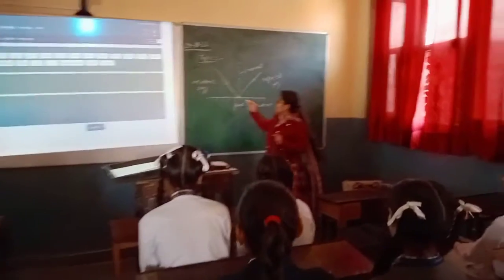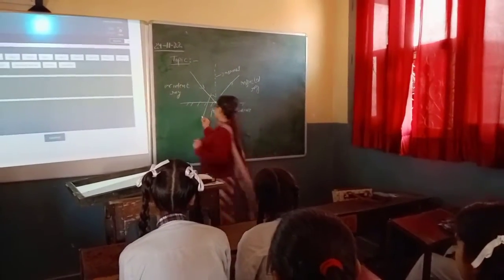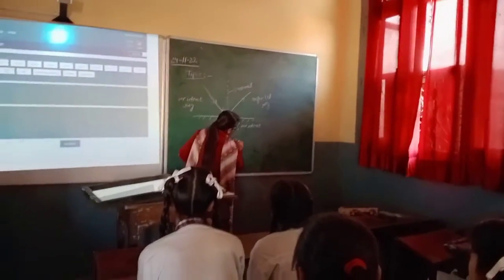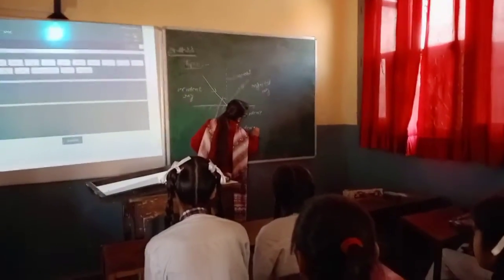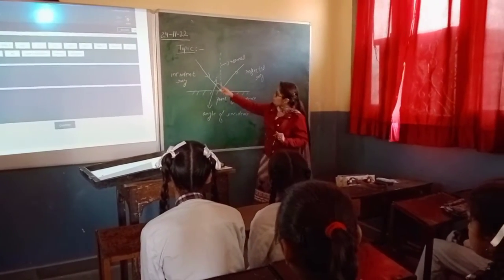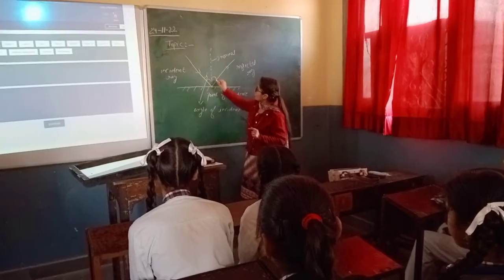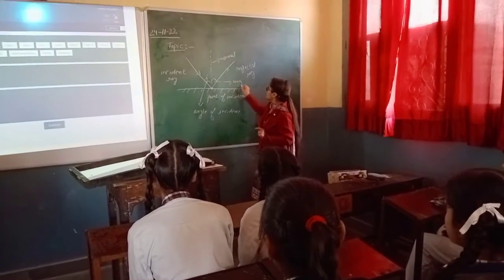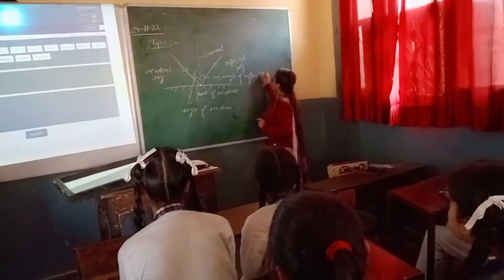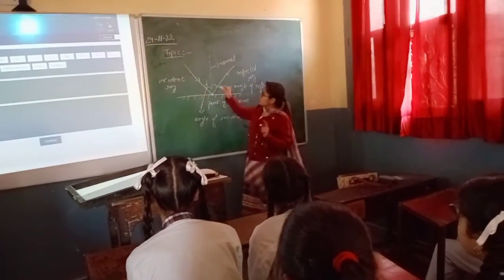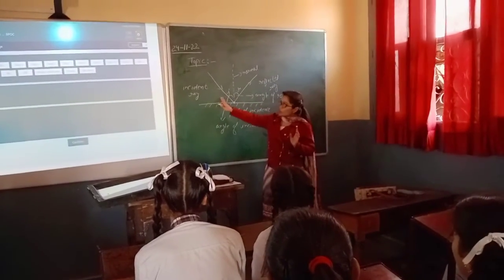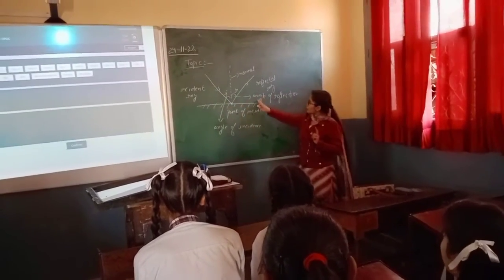The angle between the incident ray and the normal is called angle of incidence. Now assume it as I, and the angle between the normal and reflected ray is called angle of reflection.